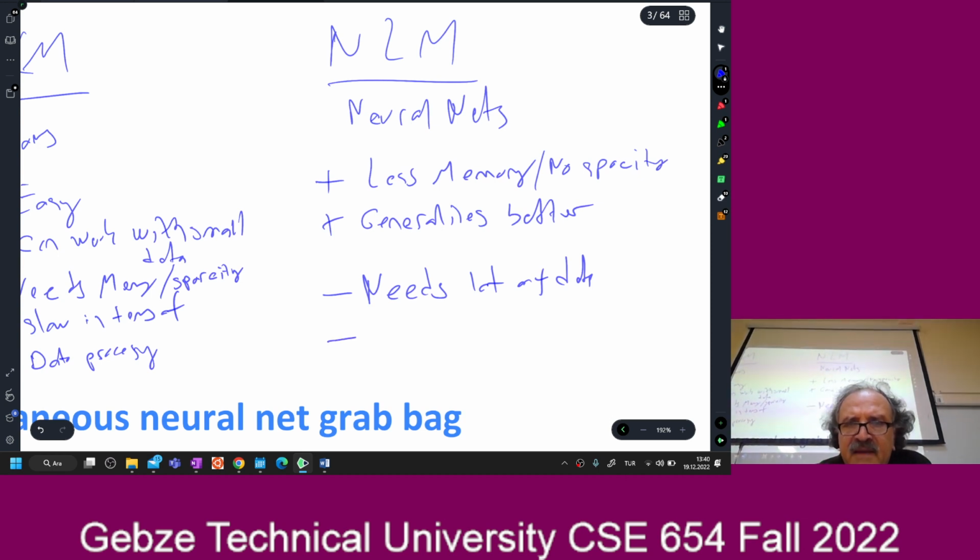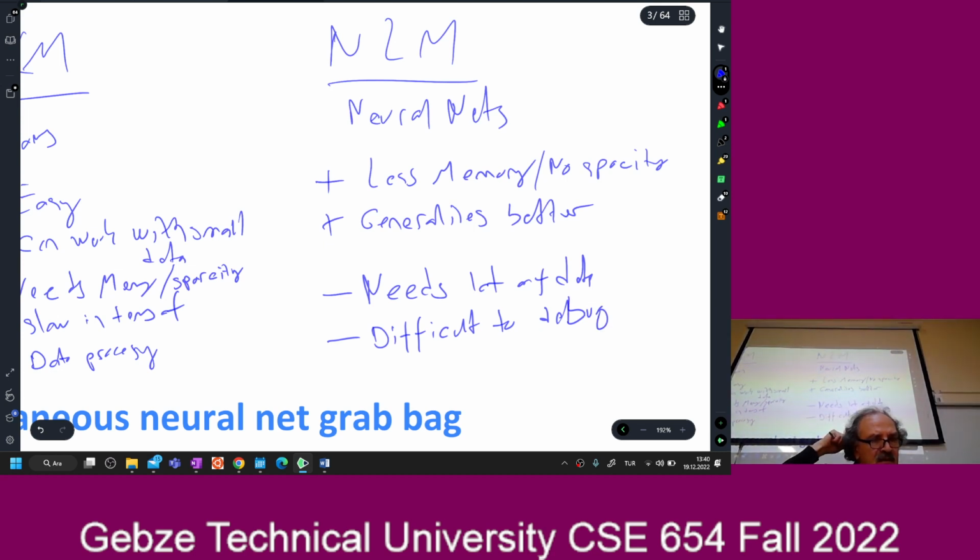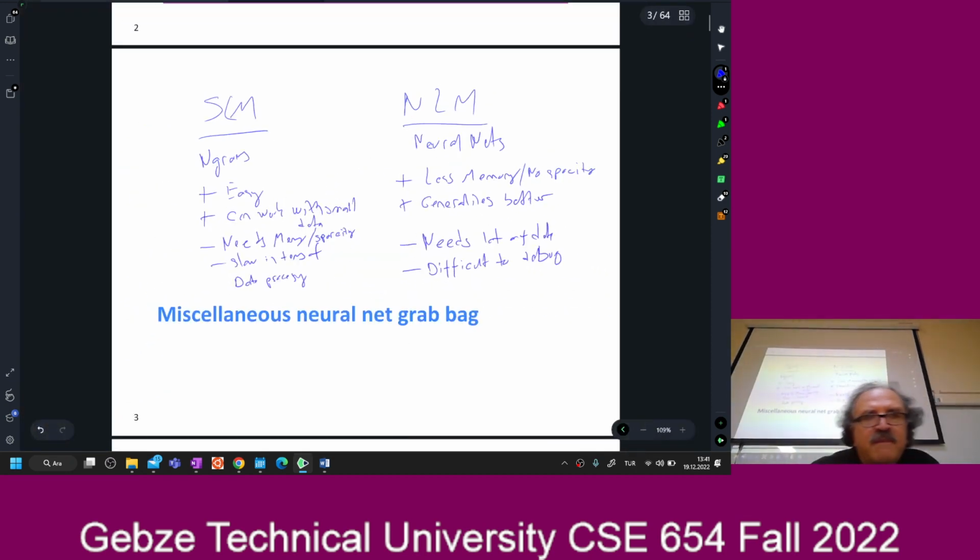Sparsity, and one other thing, neural network, difficult to debug. Why? Well, I wouldn't say impossible. Sometimes you find what is wrong with it. But if you get some nonsense answer out of your neural network, then you don't have any choice but to accept it. Well, it behaves this way. You kind of say that. Okay, so statistical language modeling and neural language modeling are like this.